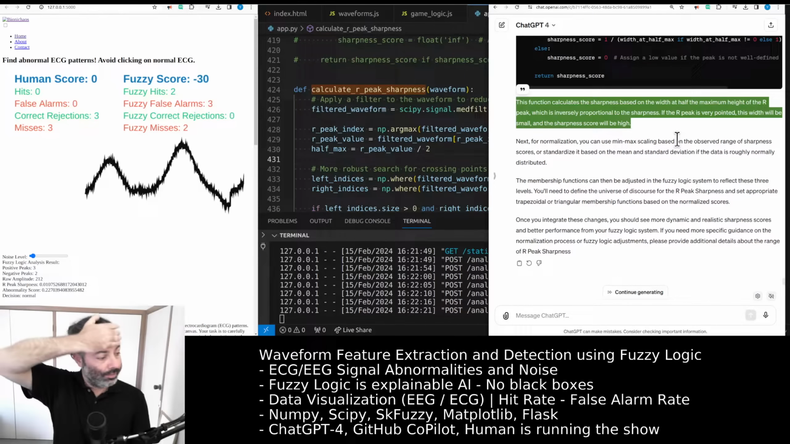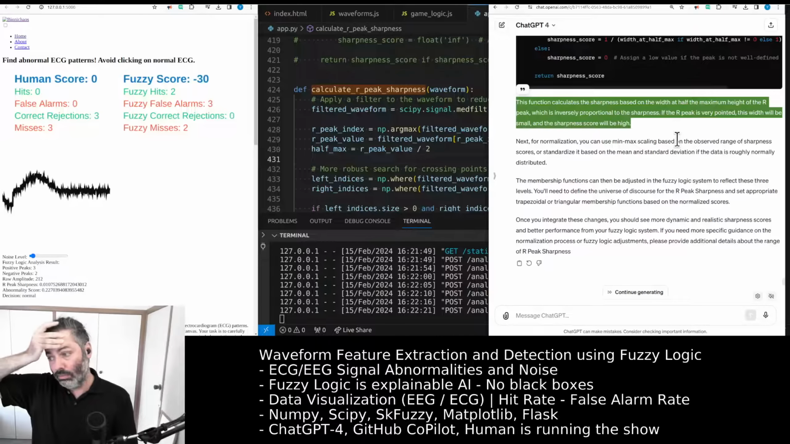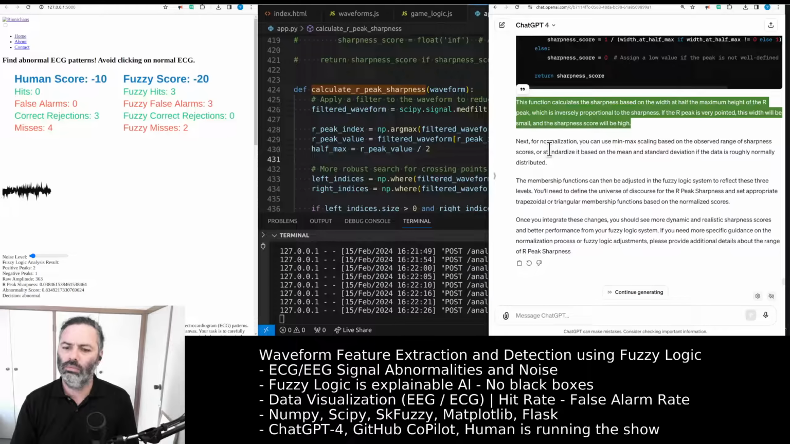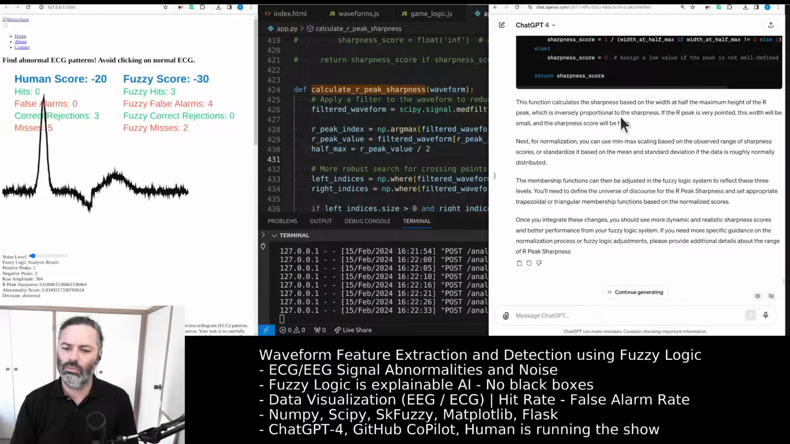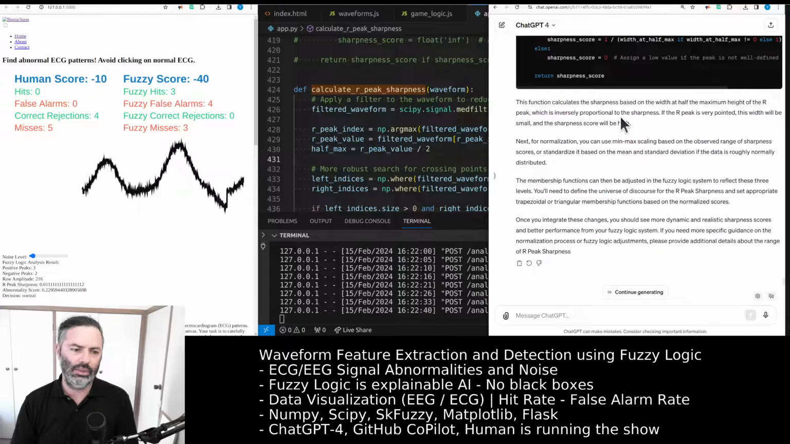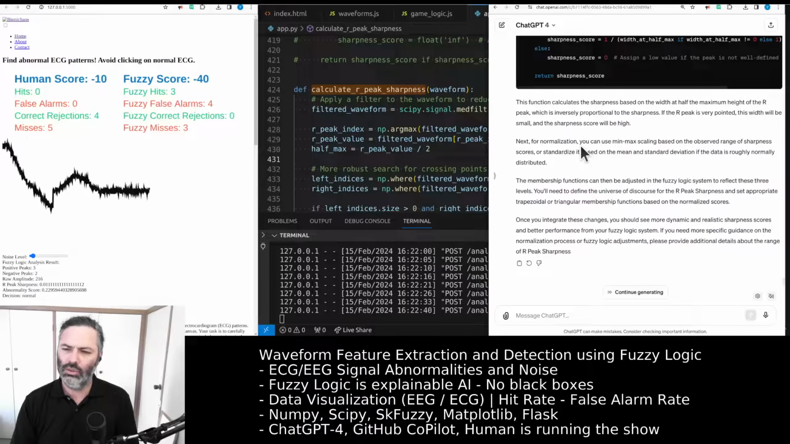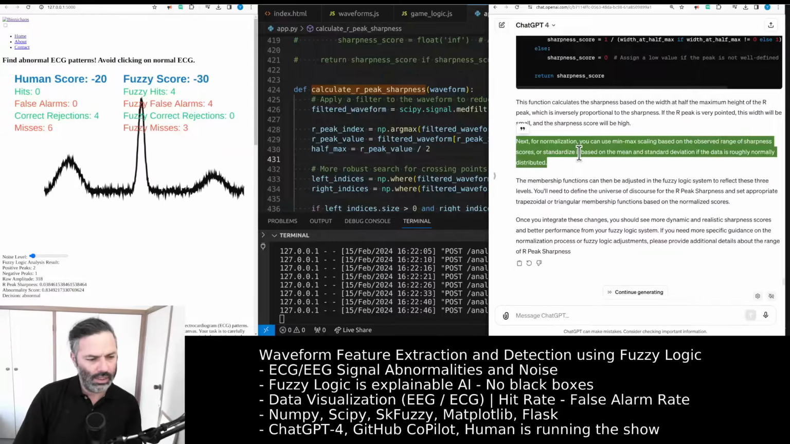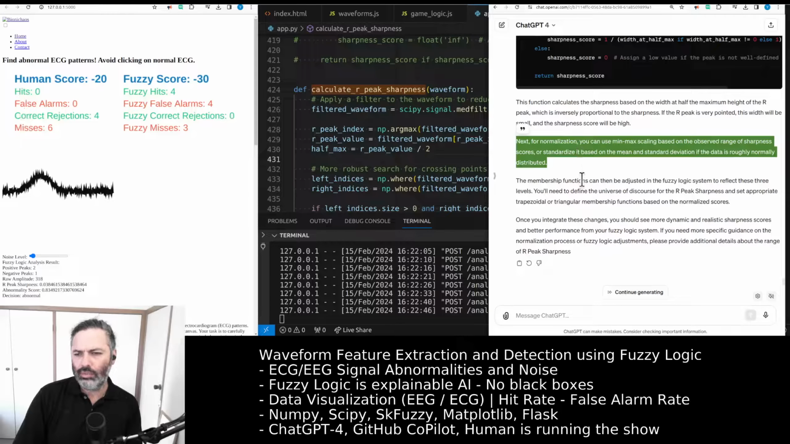Let's see what this function says. It calculates the sharpness based on the width at half the maximum height of the R peak, which is inversely proportional to the sharpness. If the R peak is very pointed, this width will be small, and the sharpness score will be high. Yeah, but first the numbers generally are way too small. Next, for normalization, you can use min-max scaling based on the observed range of sharpness scores, or standardize it based on the mean and standard deviation if the data is roughly normally distributed.